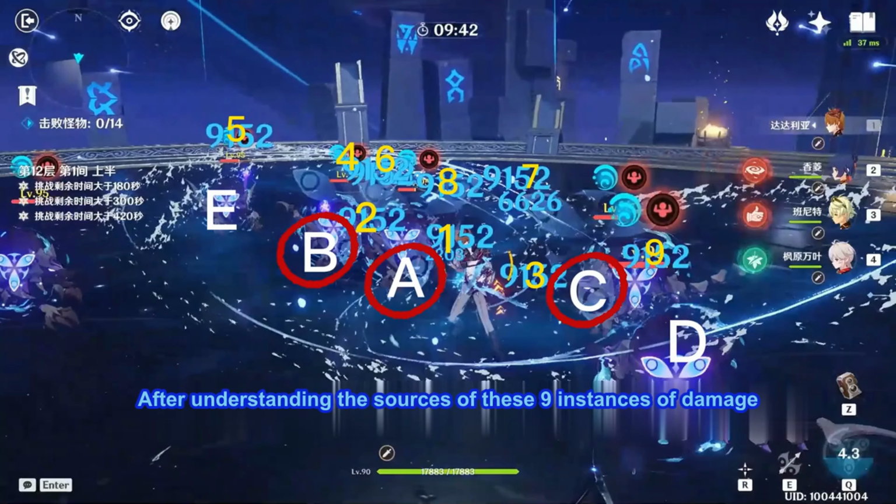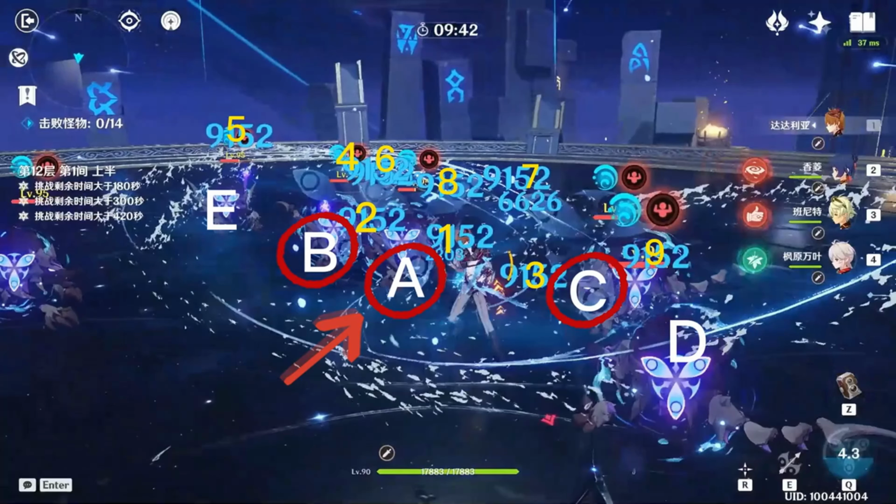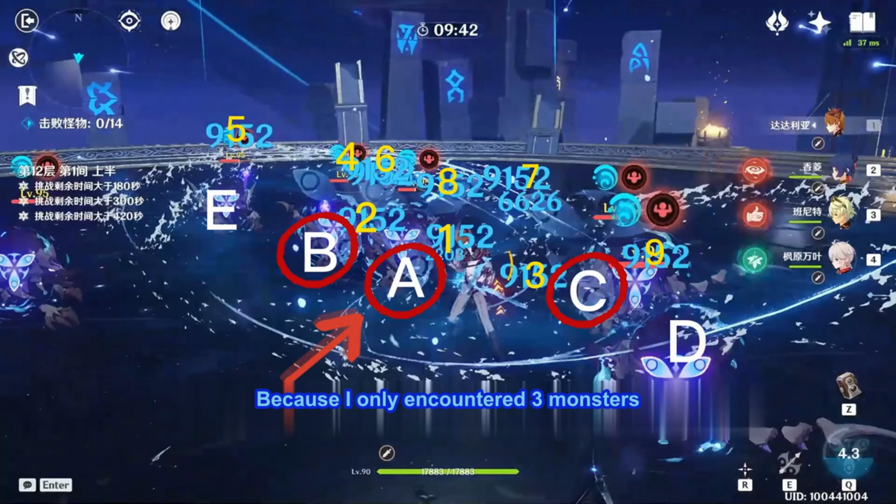After understanding the sources of these 9 instances of damage, we need to focus on talking about monster A. Monster A was hit 3 times in this instant. The second hit was from B's flow, because their range both hit A. We can extrapolate from this, because I only encountered 3 monsters. If at this time I encountered 5 monsters, then the radius of these 5 monsters can all reach A. Then it will receive 5 hits of damage in that instant. If it's 6 monsters, then it's 6 hits. If it's 100 monsters, then it's 100 hits.